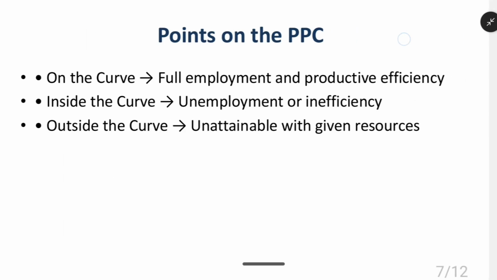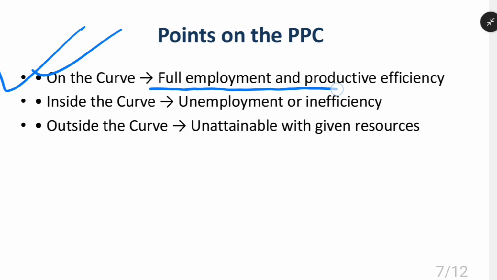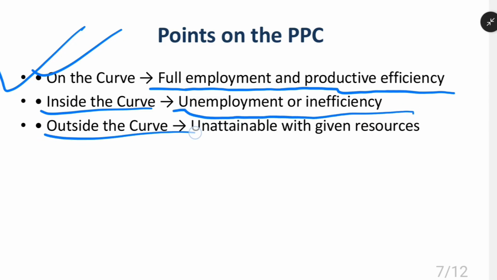Going to the next slide, points of the PPC. We have also discussed earlier that points on the PPC, on the curve, show full employment and productive efficiency. Inside the curve, if any point is located inside the curve, it shows what? Unemployment and/or inefficiency. Outside the curve, if any point is outside the curve, it shows what? Unattainable with given resources.